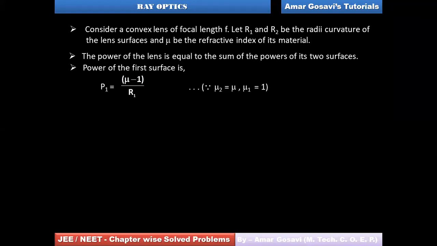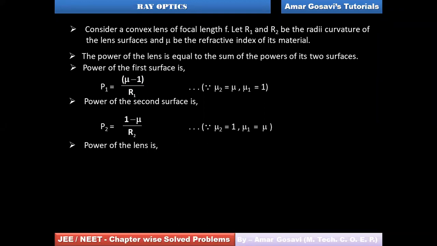So you can see mu2 is mu over here and mu1 stands for 1, because for air the refractive index is 1. Let's talk about the power of the second surface. So the power of the second surface will be given by P2 equals (1 minus mu) upon R2. Here 1 comes first because mu2 is 1 and mu1 is mu, as per the previous formula, and obviously the radius of curvature is R2.